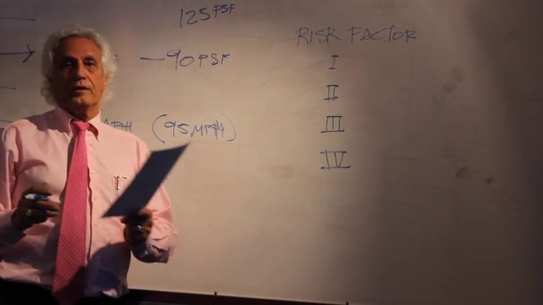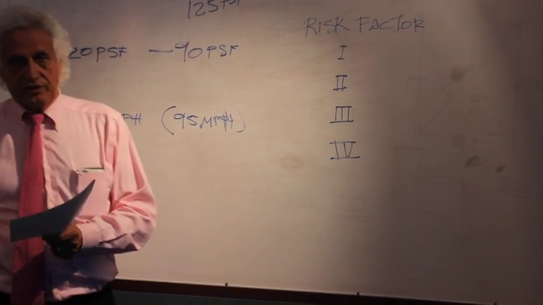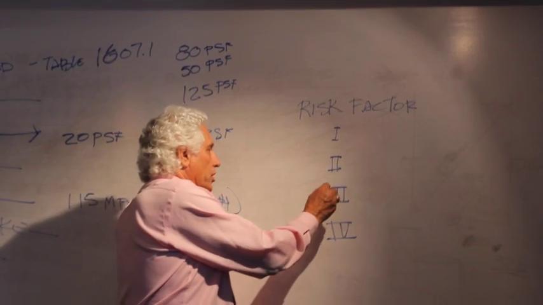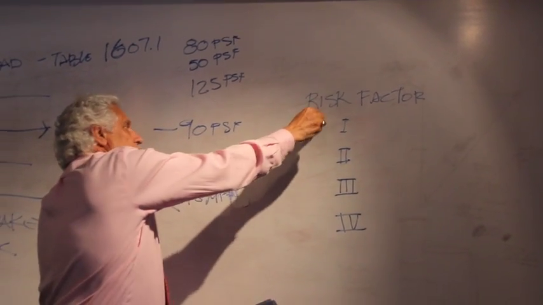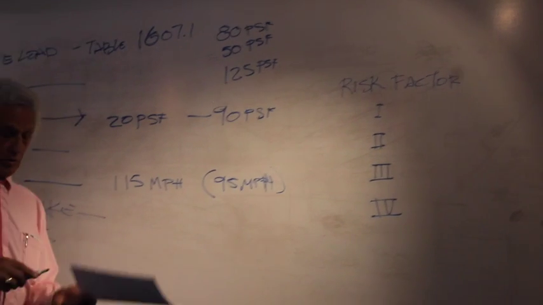Essential facilities would be hospitals, fire stations, police stations. So they have a different requirement, and there's a multiplier in one of these categories as it relates to all these other structural requirements.